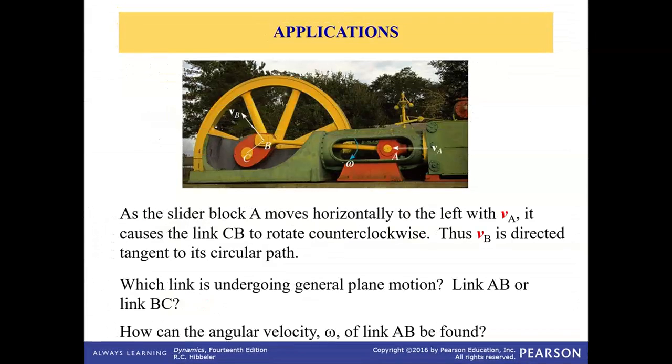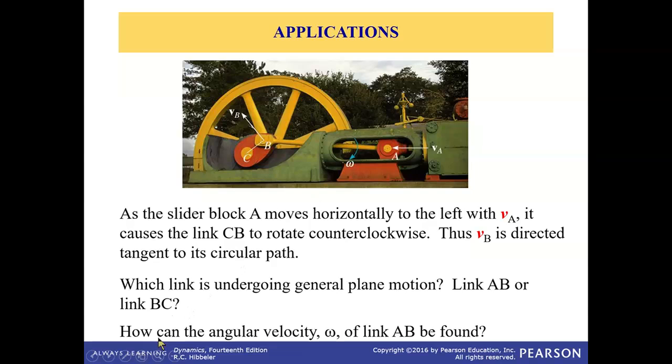So the application. This is a big engine, and the links of the engine are link BC, as you can see on the slide. Then this big rod, link AB, and the slider, which is link A. And the question is, which link is undergoing general plane motion, link AB or BC? The correct answer is link AB, because link AB has both translation and rotation.